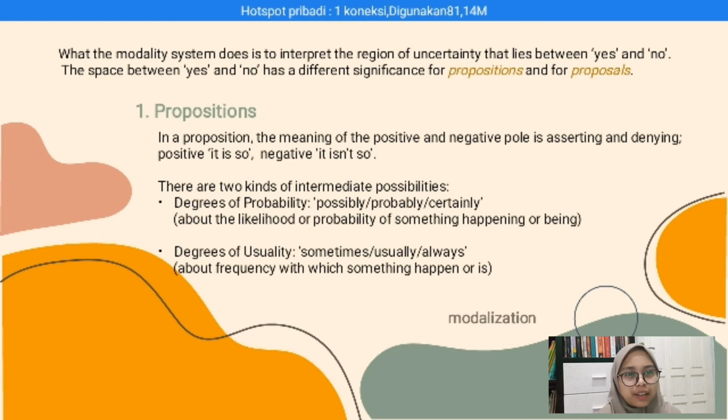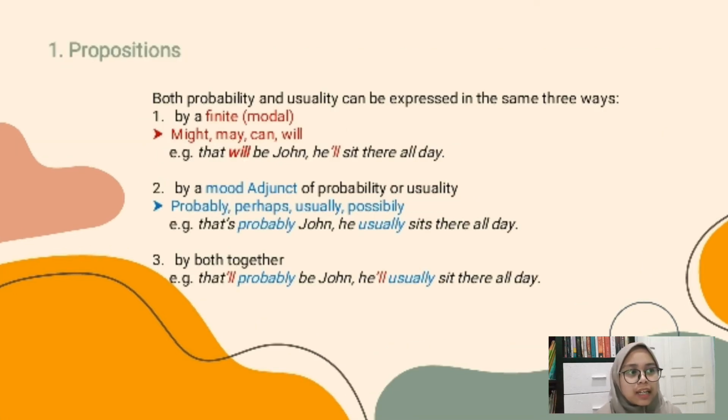The use of modal in this proposition is called modalization. When a modal verb is used to express the speaker's opinion about a statement, then that is modalization. Both probability and usuality can be expressed in the same 3 ways. The first one is by a finite modal, like might, may, can, and will. You can see in the example, that will be John, and he'll sit there all day.